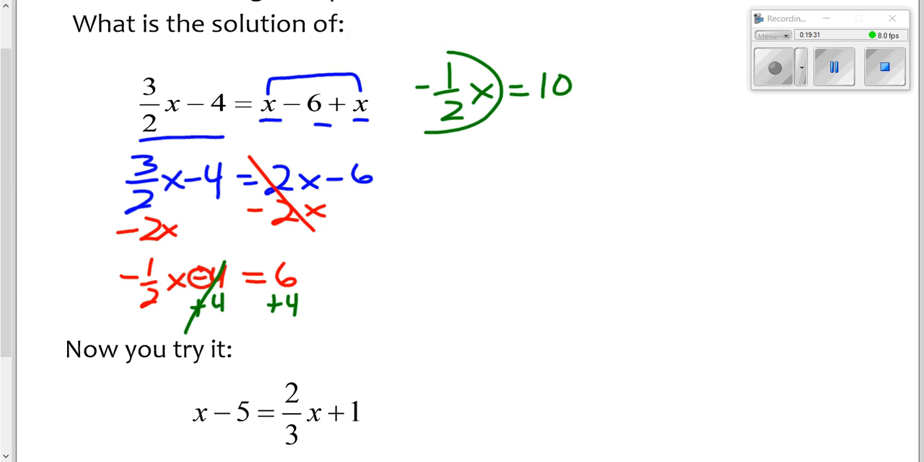Remember, this right here is multiplication, so I'm going to have to undo it by division. So I'm dividing by negative 1/2, but that means I have to flip it and multiply. Okay, flip it and multiply. So really, all I'm making that do is go away, but now it's a positive x. And 10 times negative 2 is negative 20. Okay.